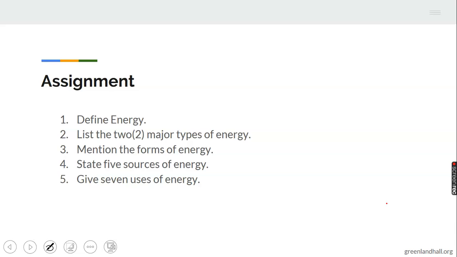Now, you have to do this: define energy, list the two major types of energy, mention the forms of energy, state 5 sources of energy, and give 7 uses of energy. You can send your answers to my email account.